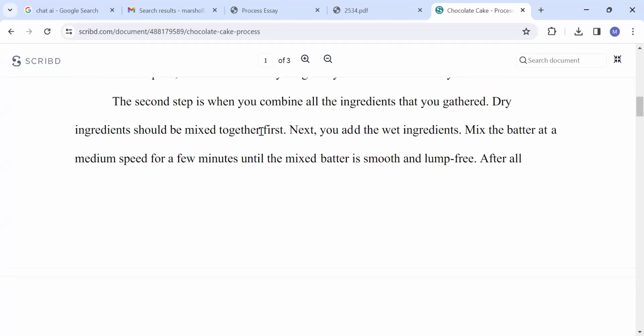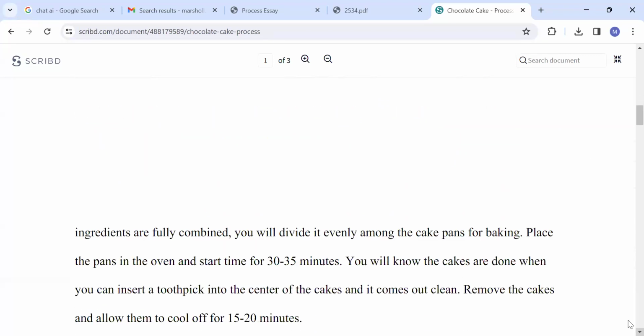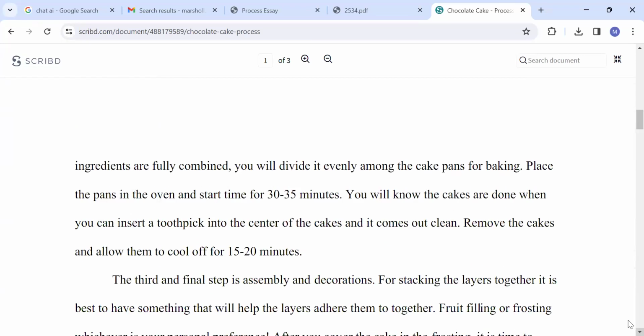Dry ingredients should be mixed together first. Next, you add the wet ingredients. Mix the batter at a medium speed for a few minutes until the mixed batter is smooth and lump-free. After all ingredients are fully combined, you will divide it evenly among the cake pans for baking. So you just simply pour it into the different cake pans evenly.